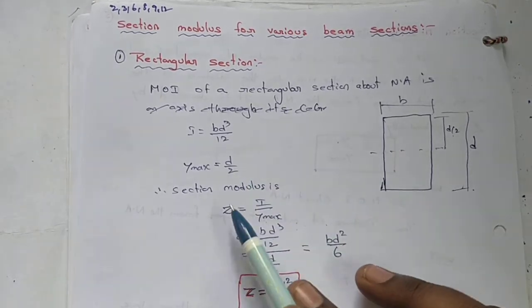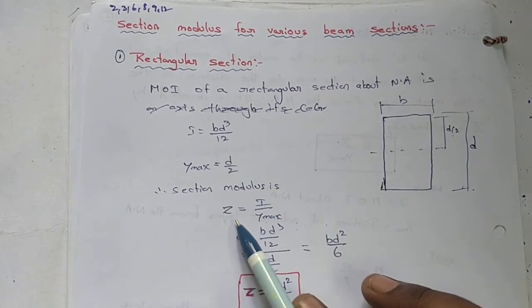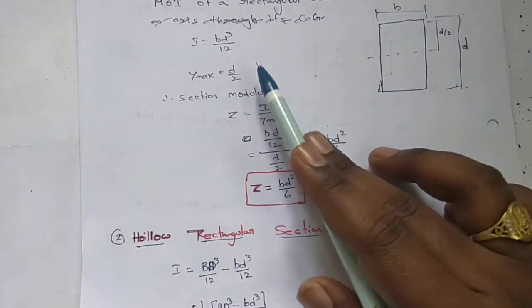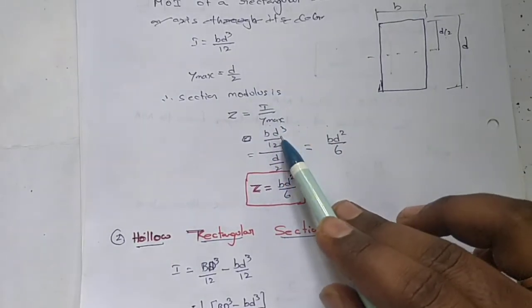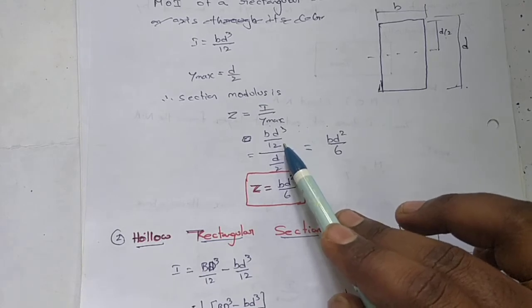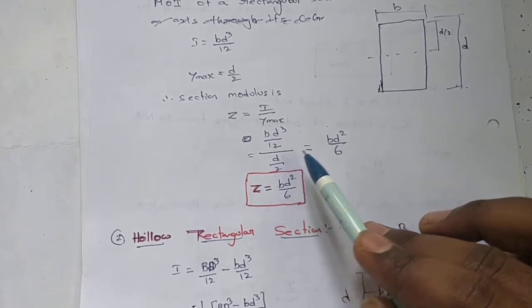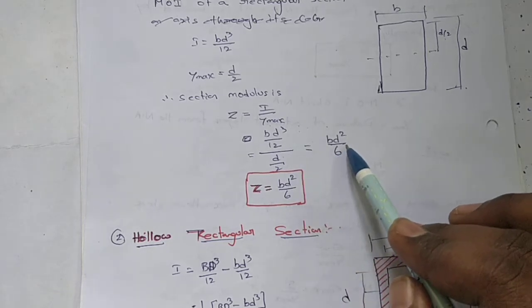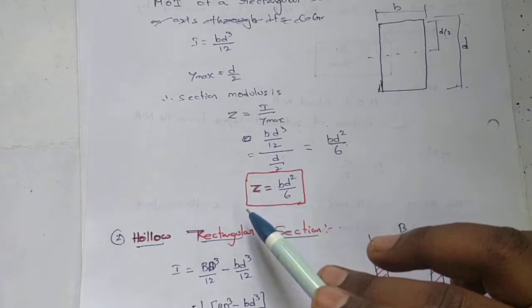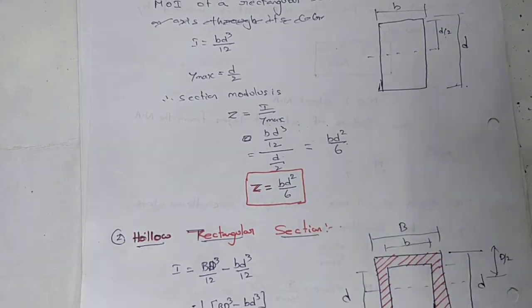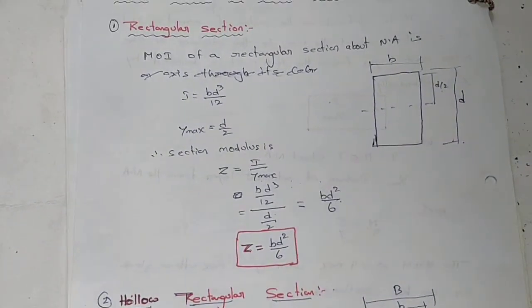Next, the formula for section modulus is Z equals I by Y max. Substituting I equals BD cube by 12 and Y max equals D by 2, and simplifying, we get BD square by 6. Z equals BD square by 6 is the section modulus for a rectangular section.